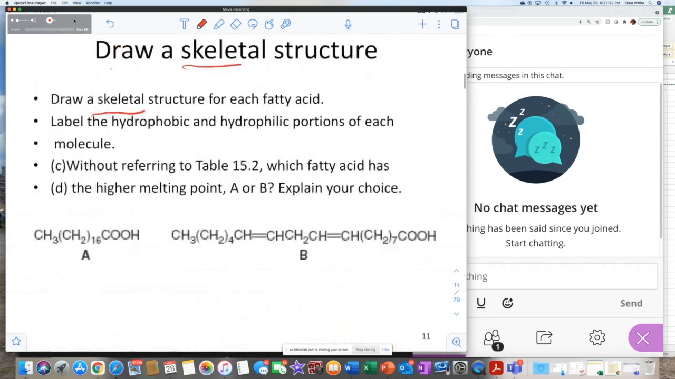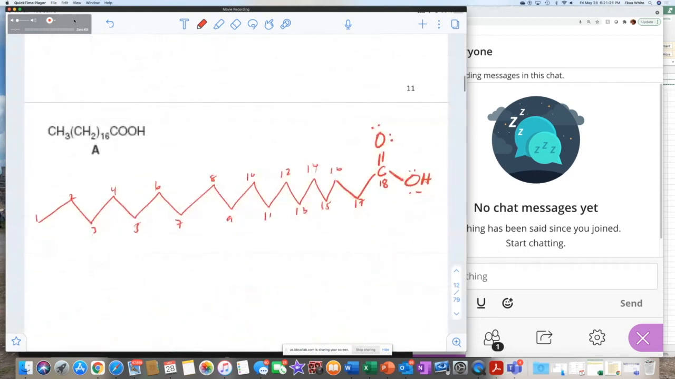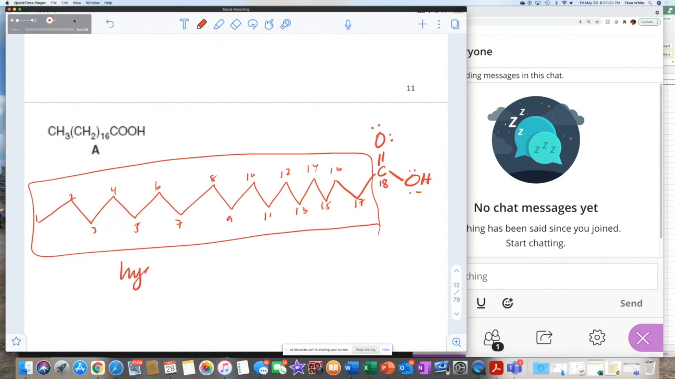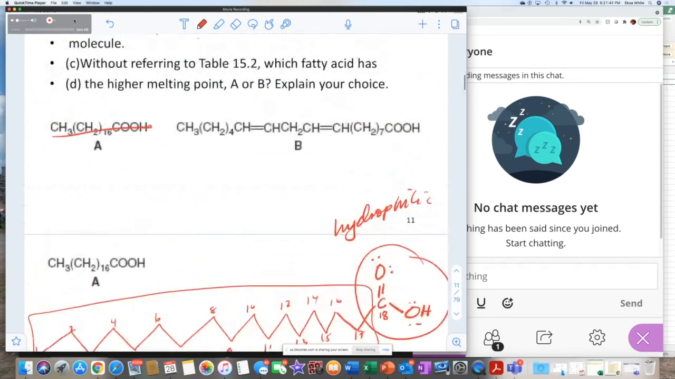And then they want me, so this part is done for the first molecule. Label the hydrophobic and the hydrophilic portion. Okay, doable. This is hydrophobic. This right here, hydrophilic. Okay.